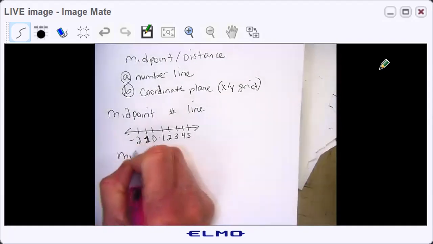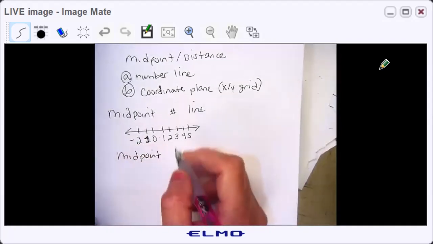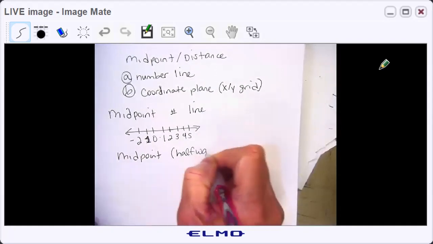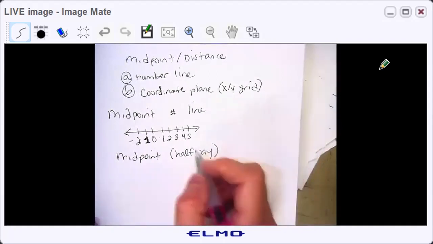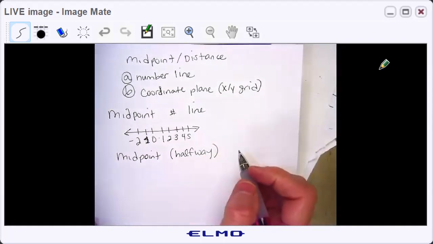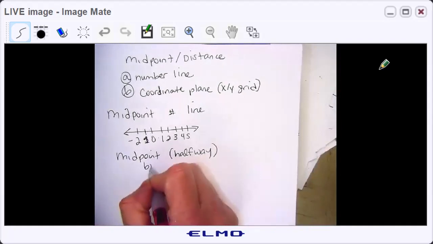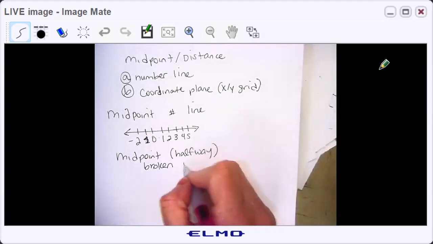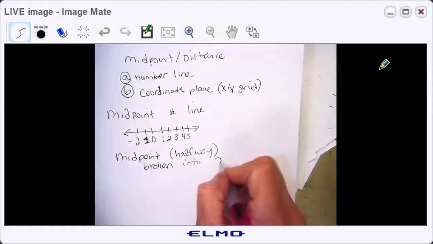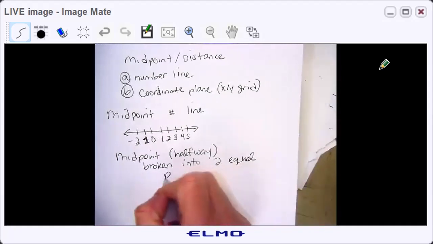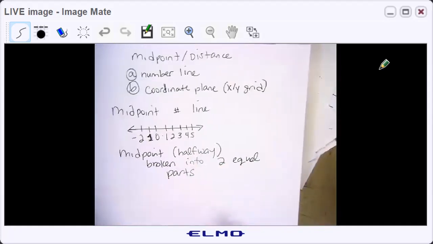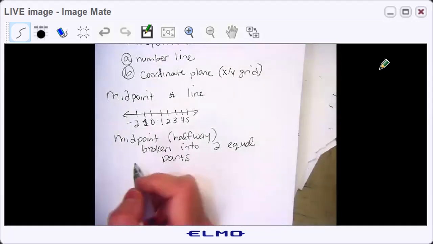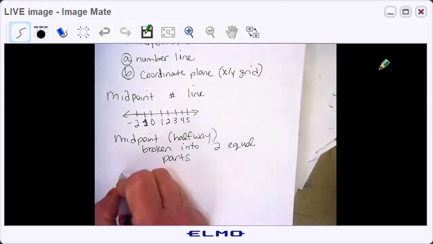When we talk about midpoint, an important thing to understand is midpoint is halfway, or midway. Another thing to recognize is that if you're at the midpoint, you've broken your number line or your segment on the coordinate plane into 2 equal parts. That fact is used a lot when you're doing these midpoint problems. If we're on the number line, it's really simple. You just take an average of the endpoints.